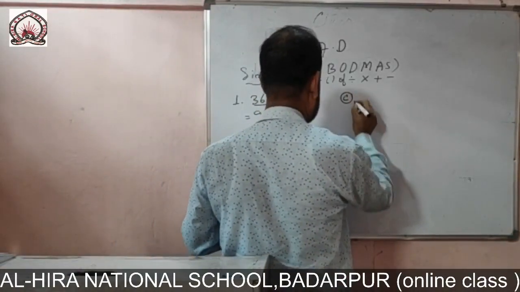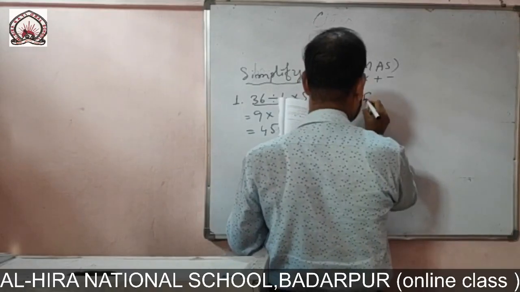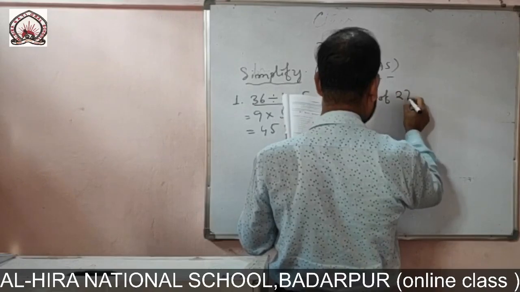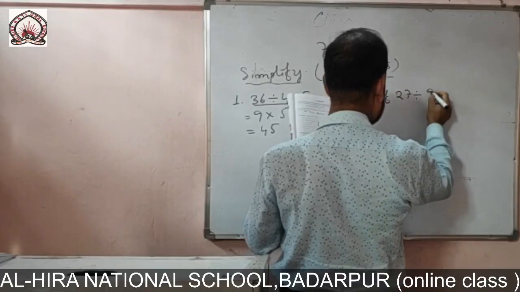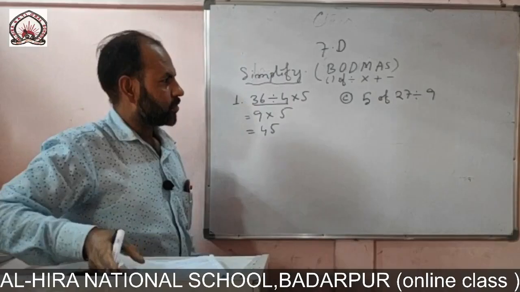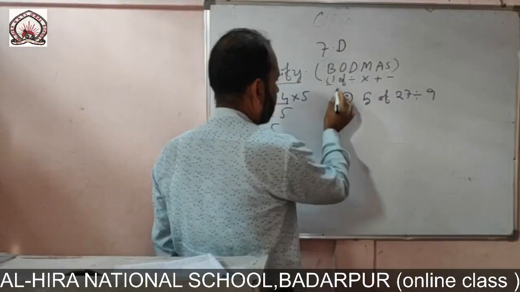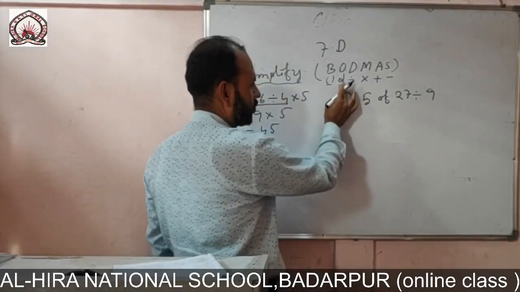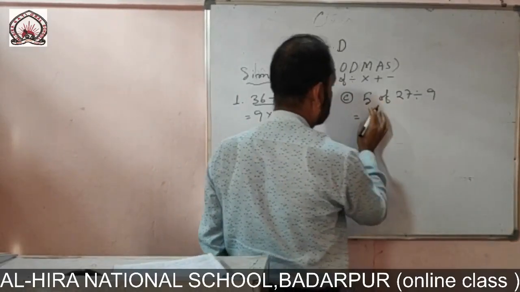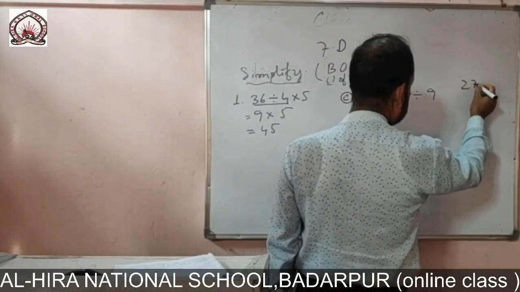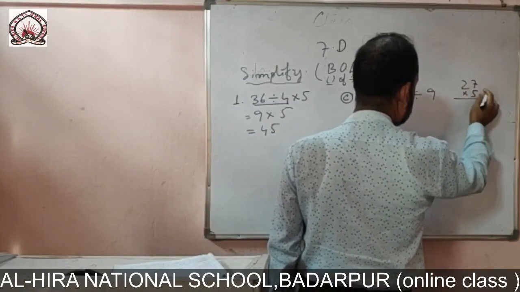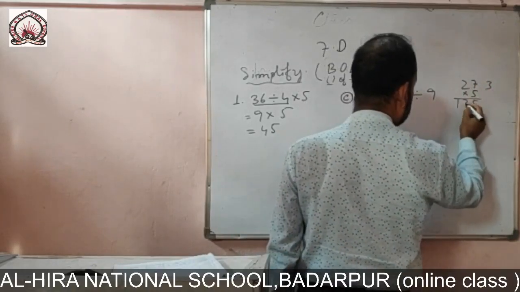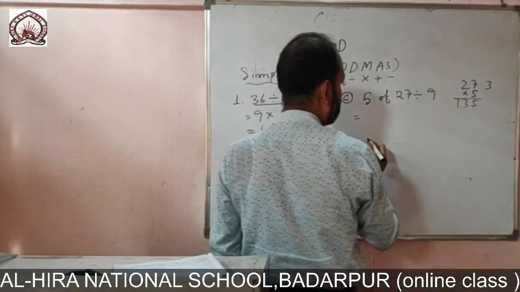Question 2. 5 of 27 divide 9. So first bracket, second of. Bracket not there, then second is of, we do first of. Of means into, 5 into 27. 27 into 5: 35, 5, 3 in my hand, 10, 13. 135.